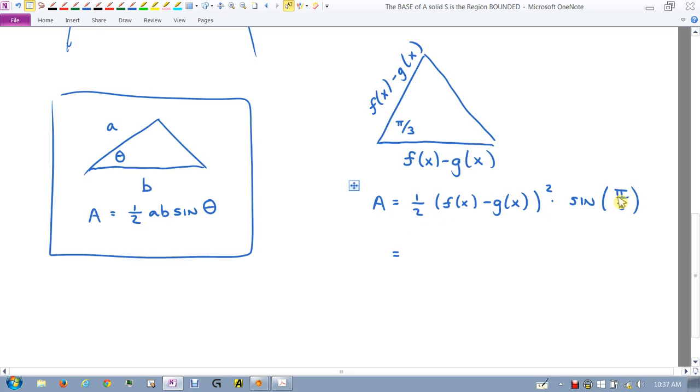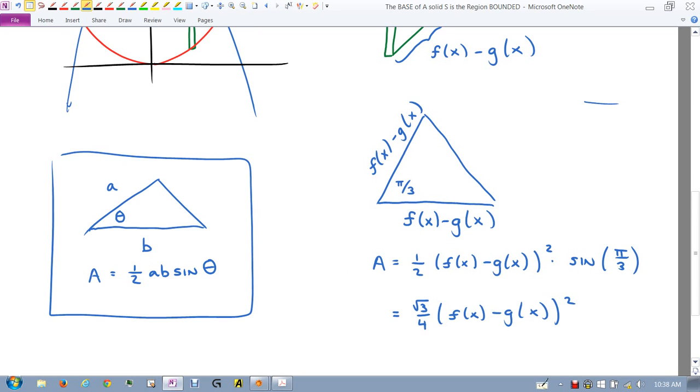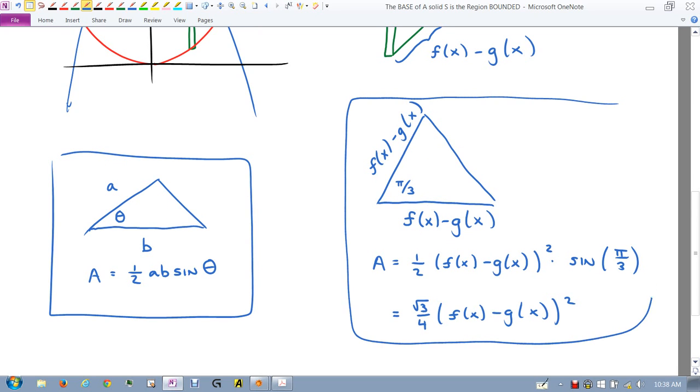So I'm going to bring the root 3 over 2, which is a constant, out here, and it's going to turn this into root 3 over 4 times f of x minus g of x squared. So that's the area of that little piece. To get the volume of this little piece up here, we just need to add the little dx to it, right?